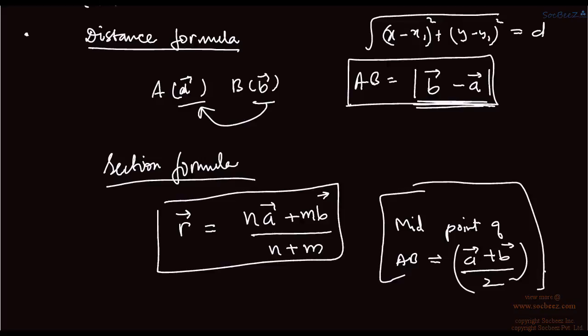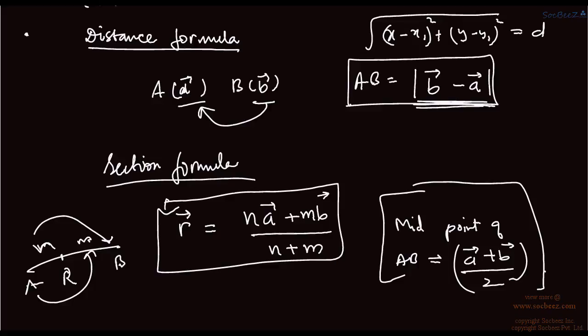This is just like we studied in straight lines: R is here, A is here and B is here, and R divides AB in the ratio n is to m. So R is given by n B vector plus m A vector like that. Here we do n A vector plus m B vector upon n plus m.